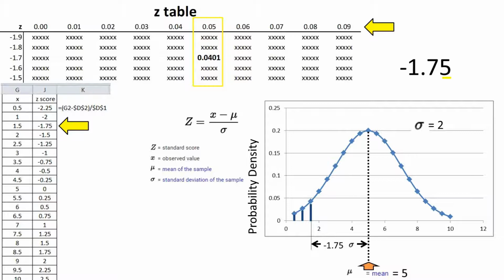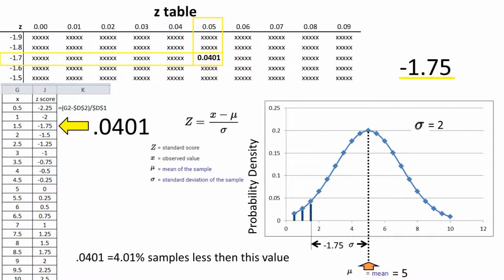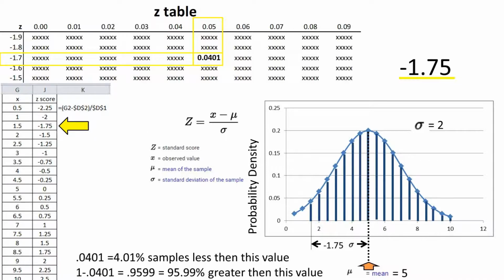And columns that represent the 100th place, where in this case we have a 5 in the 100th place. Following the correct row and column, this leads us to a probability of 0.0401, or 4.01%. This means that there is a 4.01% chance the value could be lower. Now if we wanted to find out what the probability is that is higher, we could take 1 minus the probability we found of 0.0401. We get 0.9599, or 95.99% chance that the random sample would be higher.